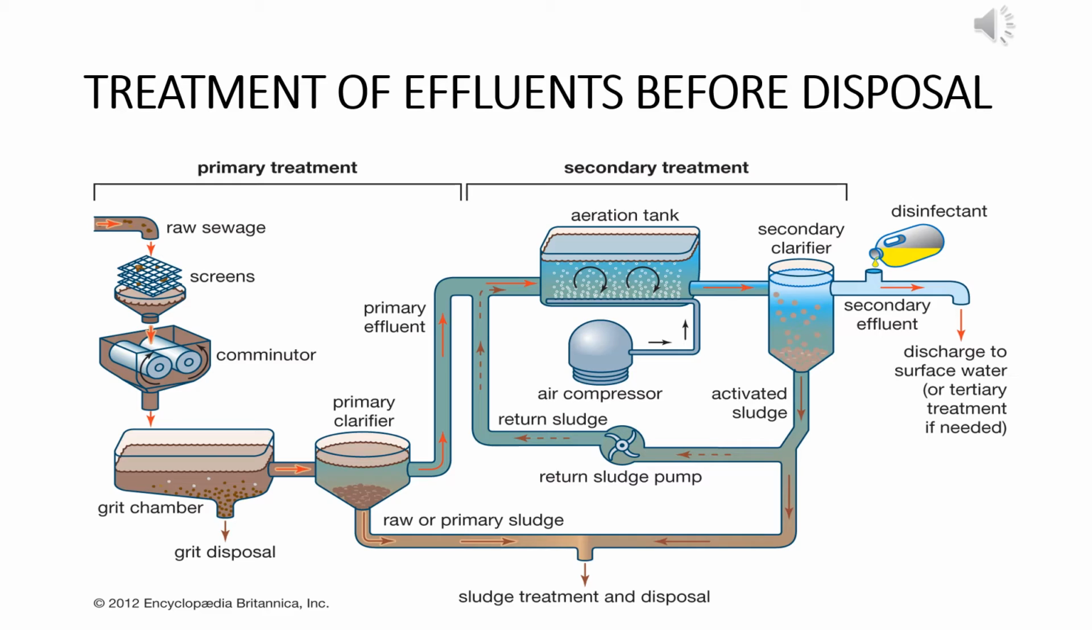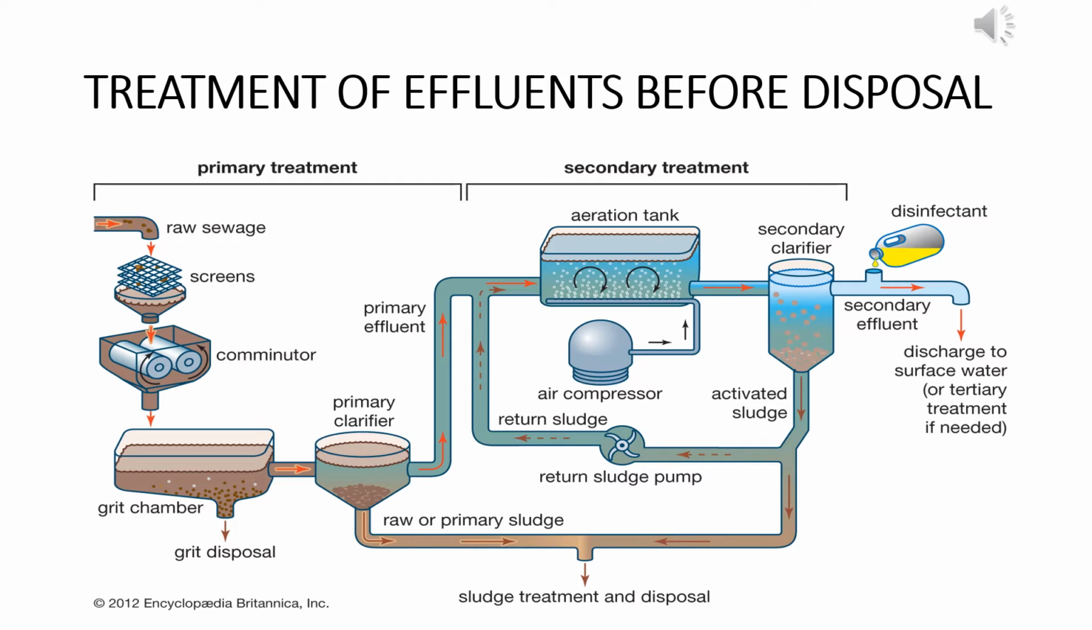Next is the treatment of effluents before disposal. Effluents are the liquids that are obtained from industrial and municipal wastewaters, and we look at how these wastewaters are treated before they are disposed of into water bodies like rivers or ponds, etc. Now, this effluent treatment needs a proper effluent tank or effluent treatment plant where it goes through many steps, mostly three steps: primary treatment, secondary treatment, and tertiary treatment, before they are discharged into the water bodies.